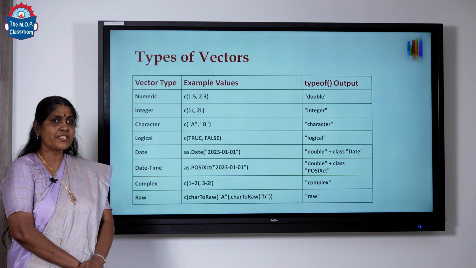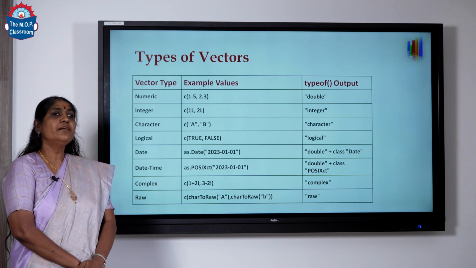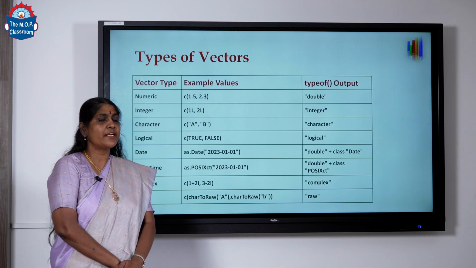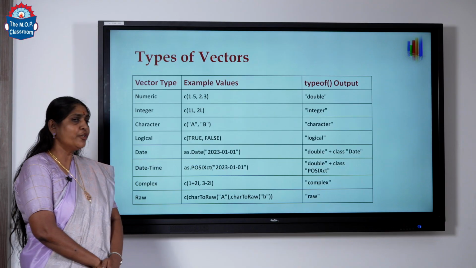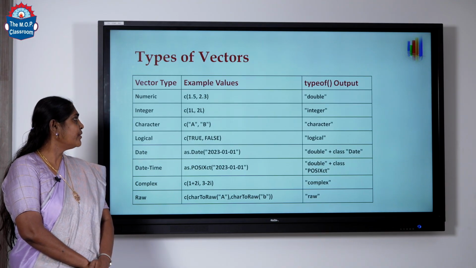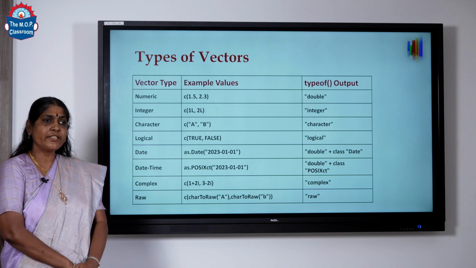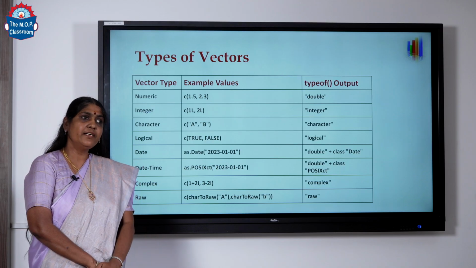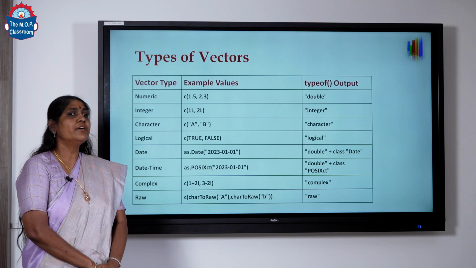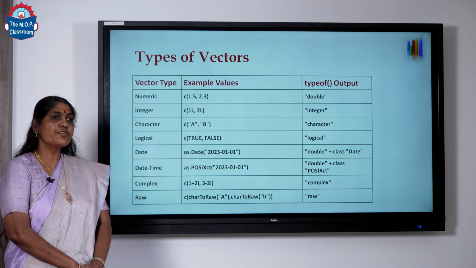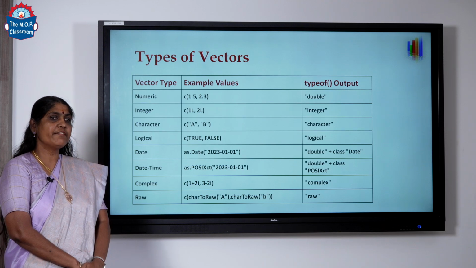First comes the numeric vector, the second one is a double value, which means that it can accommodate both whole values and decimal values, followed by integers, which are only whole numbers, and followed by the character vector. Also we have a date vector, followed by a complex number vector and a raw vector, which is used to hold the hexadecimal values of the data that is given as raw.